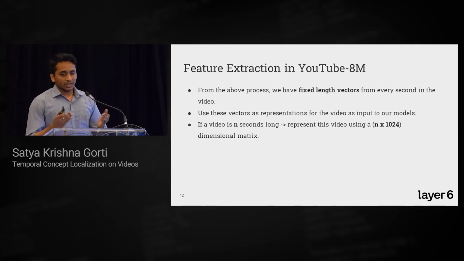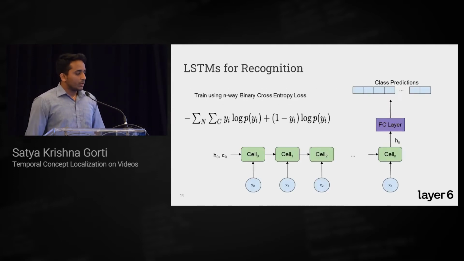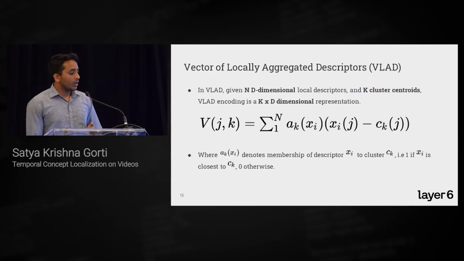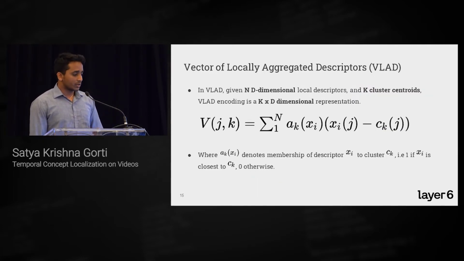Concept recognition, like I told you, is to classify the entire video into a bunch of classes. Some of the popular methods in the literature are LSTMs, transformers, ConvNets, and VLAD and Fisher vector-based approaches. Obviously, LSTMs and transformers form a very natural choice for modeling temporal relations. And similarly, VLAD is very common in action recognition literature. So at a very high level, let's go through how we can probably model such a problem.